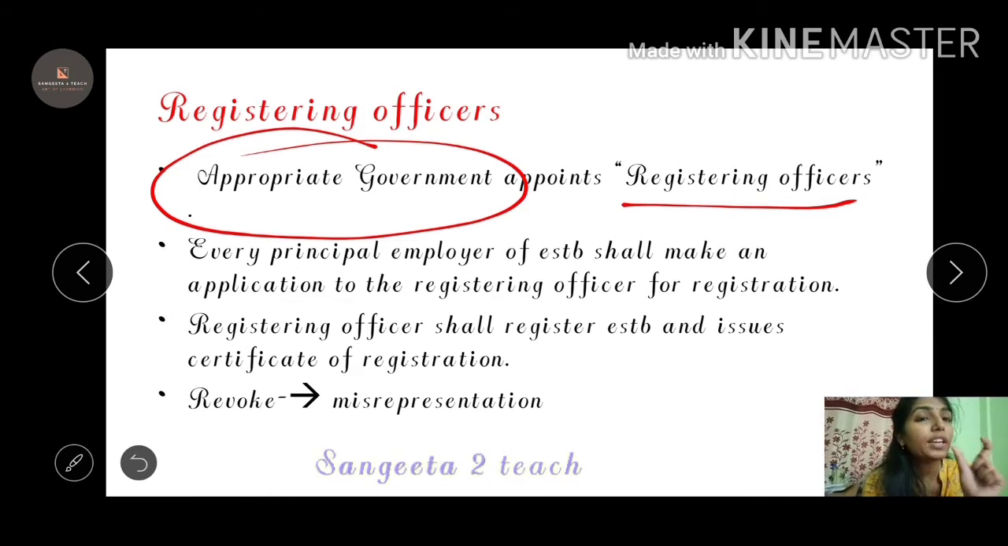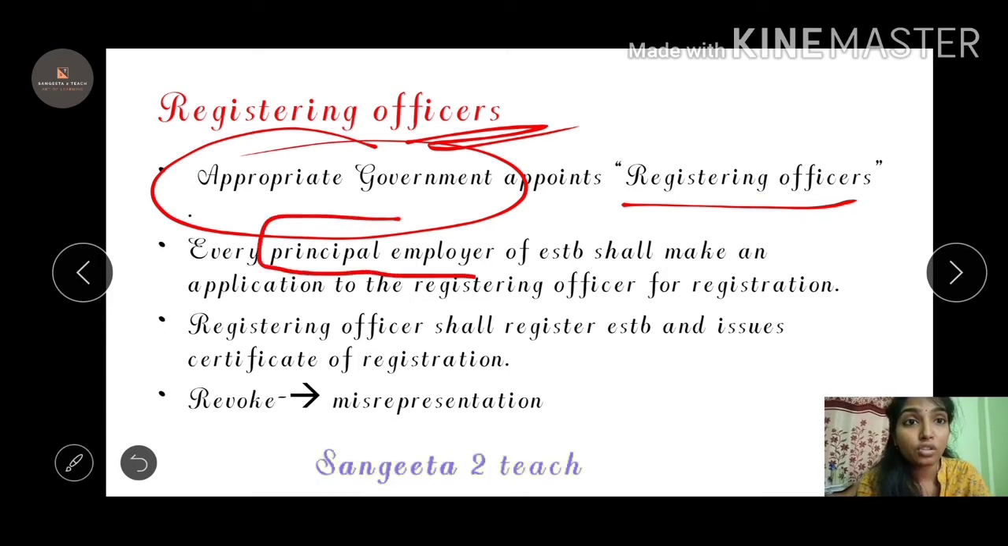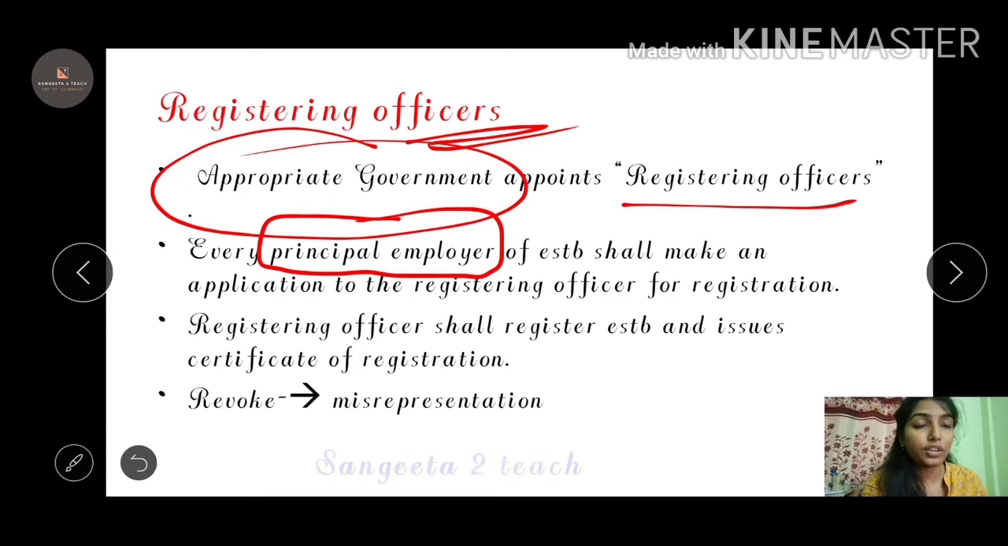So the appropriate government will appoint a registering officer. When you hear about this registering officer, the very first thing that you have to get into your mind is the principal employer. So when there is a registering officer, every principal employer of an establishment shall make an application to the registering officer for the registration.